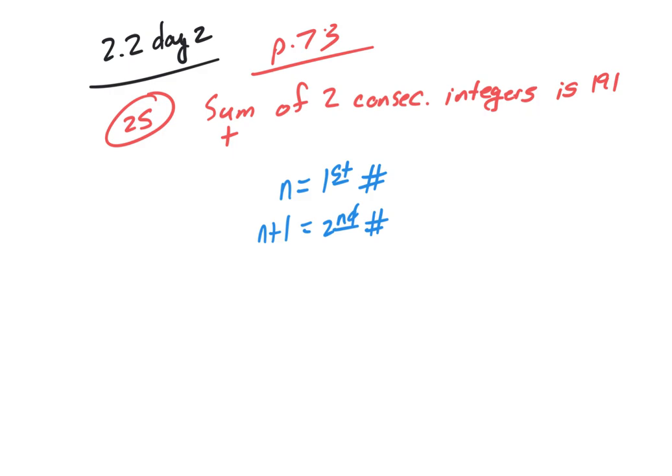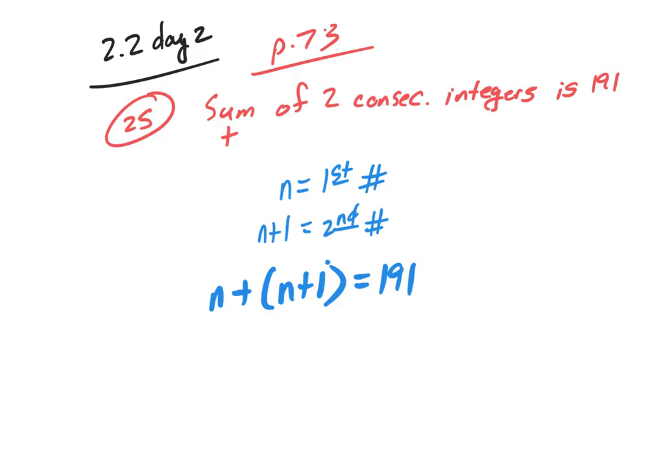Back to back. Now, it says we're going to find the sum of those two to make 191. So now we're going to put these two together. We're going to say the first one is n. The second one is n plus 1. We're going to add those two integers together and set it equal to 191. Kind of like on Friday.